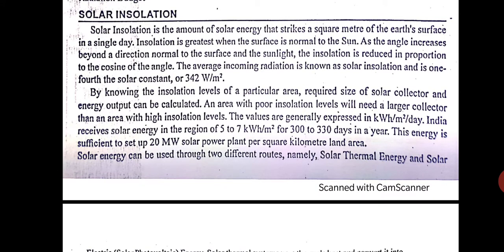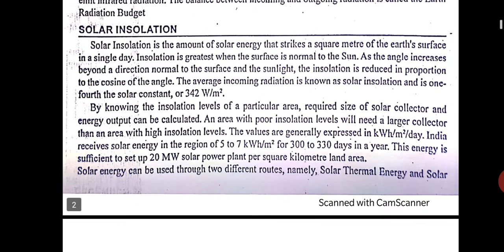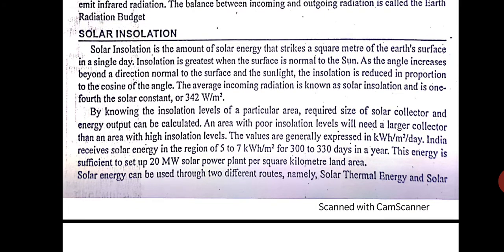So India on an average receives almost 300 to 330 days of solar energy. Why I am telling this repeatedly is because in Europe and all, you hardly get sun for 100 days. We are lucky that we get sun for 300 days.